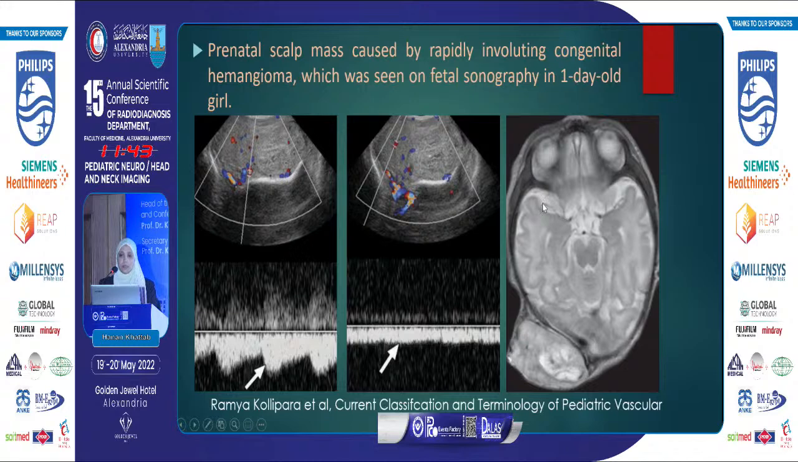It's a one-day-old girl presented with right occipital scalp swelling. Ultrasound assessment shows an echogenic soft tissue mass with internal arterial, low resistive, and venous vascularity, and an MRI T2 image shows a hyperintense soft tissue mass. This lesion regressed by 50% after 10 days and completely resolved by 22 months.